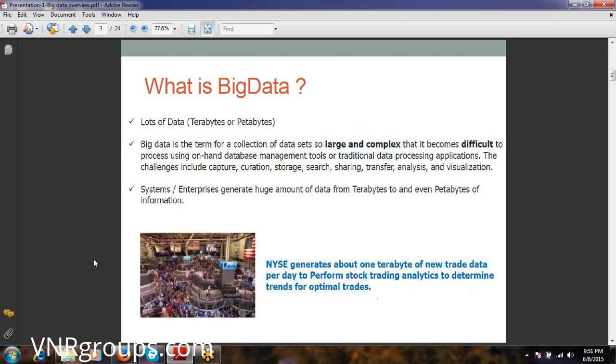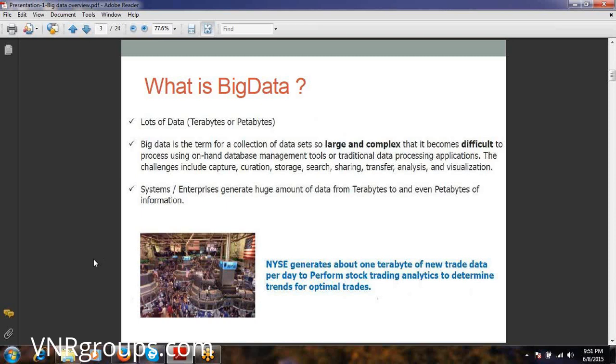Before seeing the solution, first we will see what the different types of data are that are going to be generated, which we can call complex data. Let me take the example of an aircraft. An aircraft is going to generate 10 terabytes of data for every 30 minutes of its flying time.